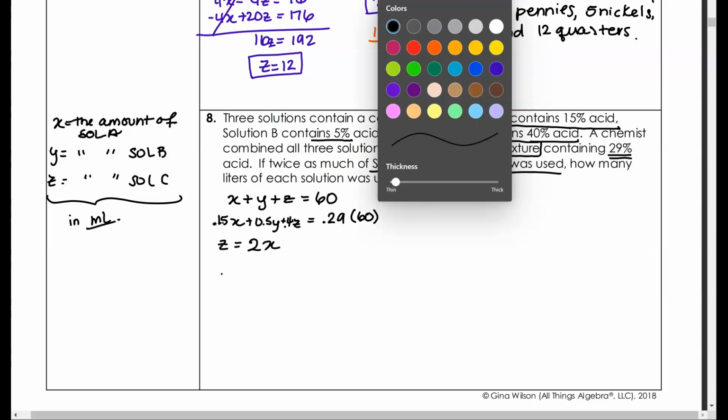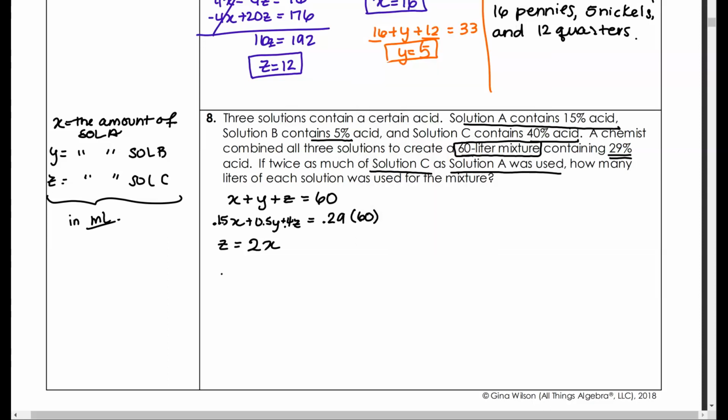All right, let's go ahead. Now that we have our equations, let's go ahead and solve this. I get to pick how I want to combine these to get rid of variables. I'm going to combine these first two.